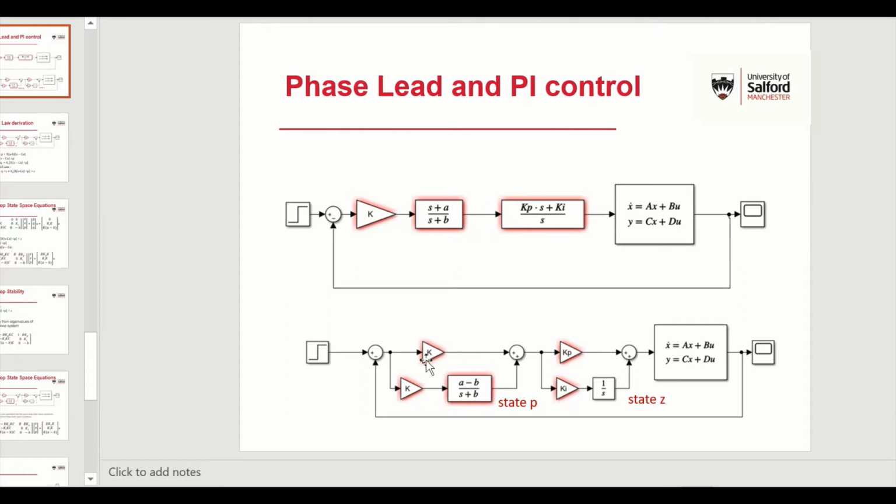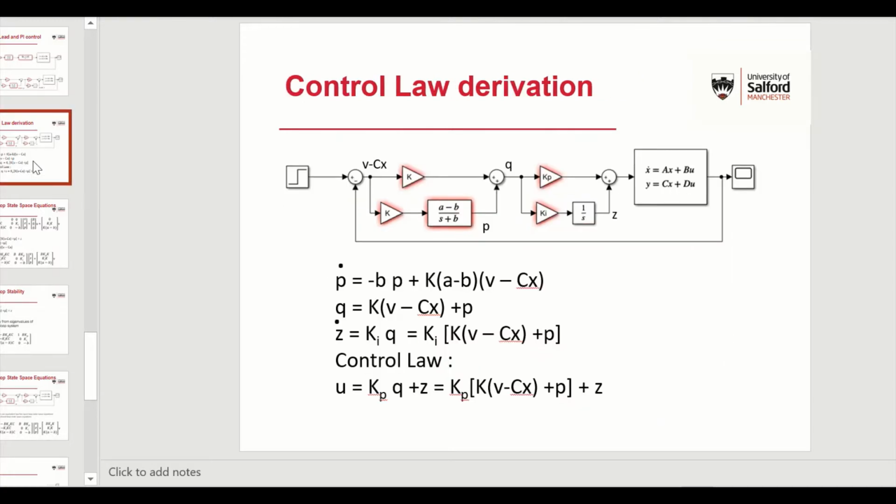as a state space equation, which is with the K(a minus b) of this, with the output from this state P, and then the PI controller, there's the proportional, and here's the integral here with this output as the state Z. So we convert from here to here first, and then we can start to develop the control laws and the state space equations.